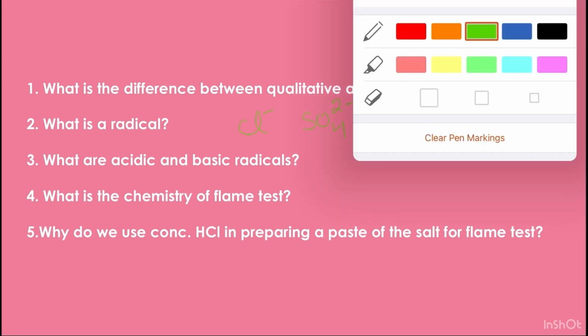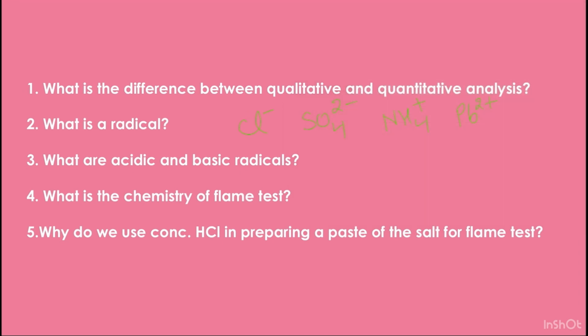If all are radicals, then what is the difference between them? The difference is that here you have negative charge, negative charge. These are called acidic radicals, as asked in the next question. So acidic radicals, A for acidic, A for anion, आप ऐसे याद कर सकते हैं. Acidic radical, they are anions basically in the salt. Negatively charged ion is acidic radical and positively charged ions are basic radicals.